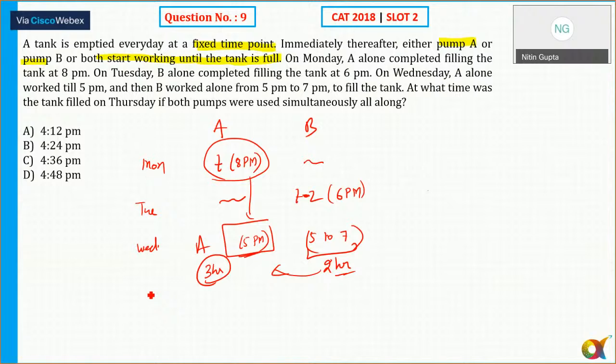Those 3 hours which A will take to complete the remaining work, the same work is completed by B from 5 to 7. So for the same work that A completes in 3 hours, how much time will B take? That is equal to 2 hours. So what is the efficiency of B? The efficiency of B is 1.5 times that of A.